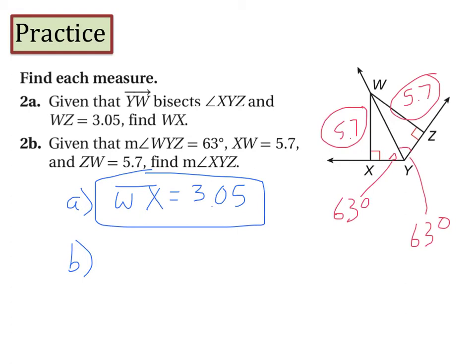It's asking us to find the measure of XYZ, which is the entire angle. So all we have to do is just add up 63 and 63. 63 plus 63 is 126.